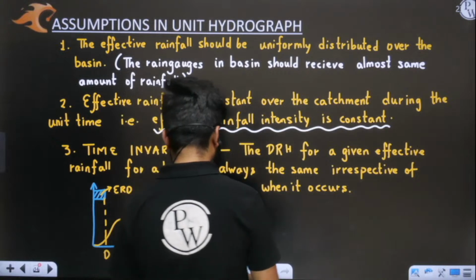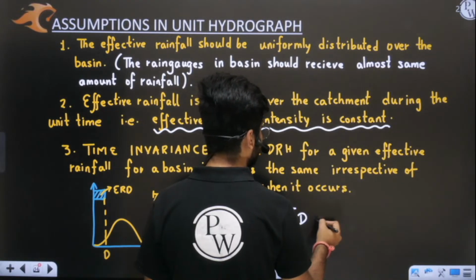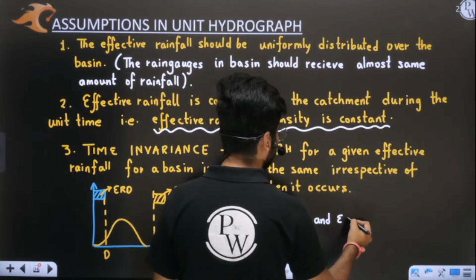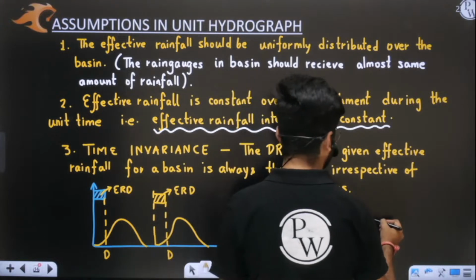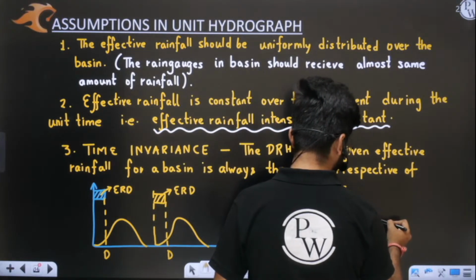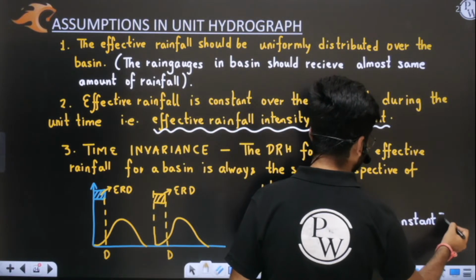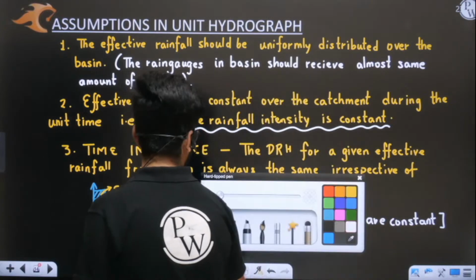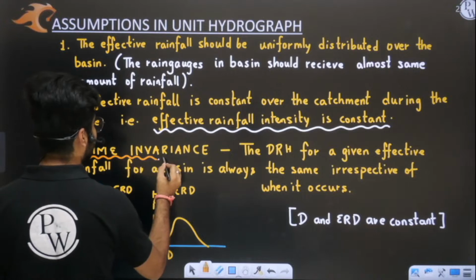Let me write this point here. It will be same when duration and effective rainfall depth are same. So if duration and effective rainfall depth are same, then you will say that you will get the same shape every time. Okay, but this is actually not the case.